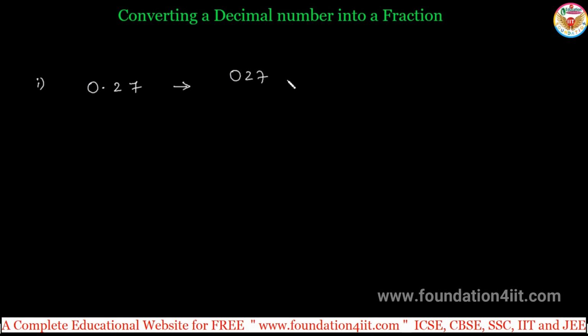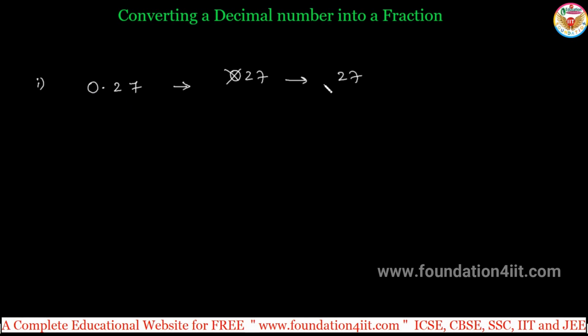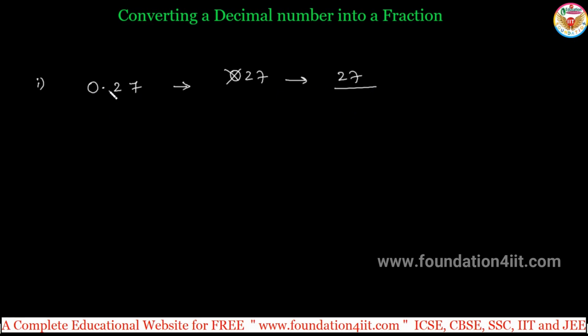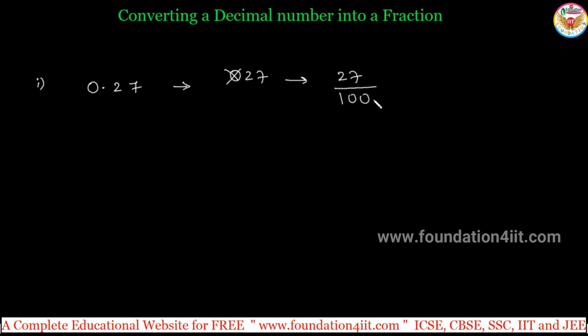So 0.27 is nothing but just 27. There is no meaning in keeping the 0 before the number. So 27. Then, after removing the decimal point from the given decimal number, in its denominator write as many zeros as the number of digits in the decimal. After the point there are 2 decimal places, so after 1 keep 2 zeros. That is, as many zeros as the number of digits in the decimal part to the right of the 1. Then, if it is possible, make it into lowest terms. 27 by 100. If it is possible, make it into lowest terms, or else that is the answer, right?